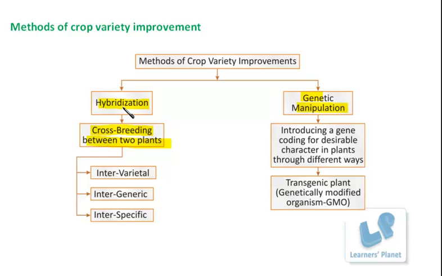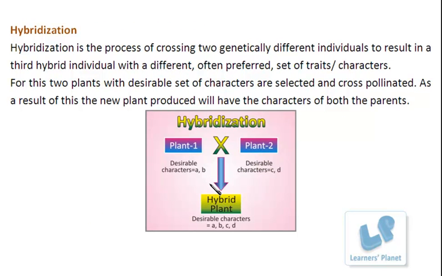I will show you one picture so that it will be more clear. So here is the picture. In this case, there are two plants selected for the process of hybridization or crossbreeding, right? So which type of plant is selected? In plant one, there are two desirable characters, let us say A and B. There are any two characters present in this particular plant, right?